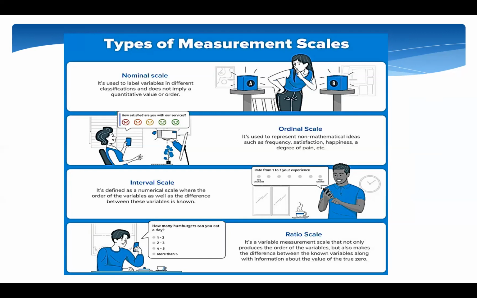If you have data like that, those two, the nominal scale and the ordinal scale, come under the qualitative type of data. And then next we have the interval scale. The interval scale is defined as a numerical scale where the order of the variable as well as the difference between these variables is known. So at the next level, we have an order and we also have a proper difference between each thing.